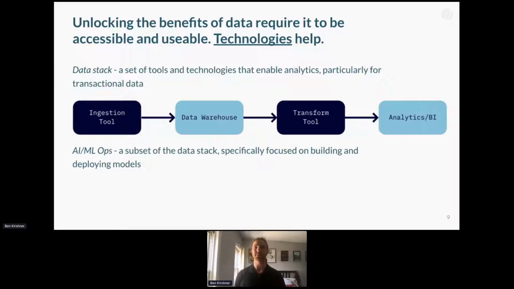It supports what is traditionally called ETL, or extract, transform, load, the process of taking data from various systems, transforming it into its usable form, and bringing it into a centralized repository or warehouse. That could be a warehouse or that could be a data lake.